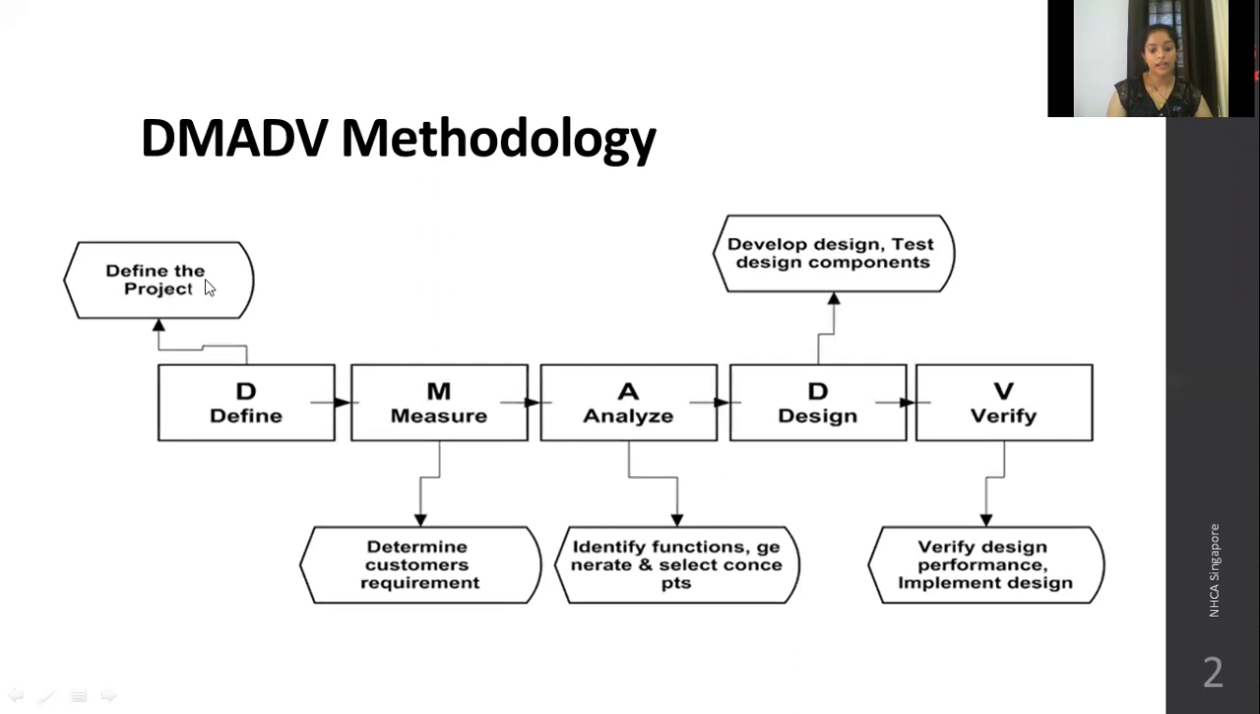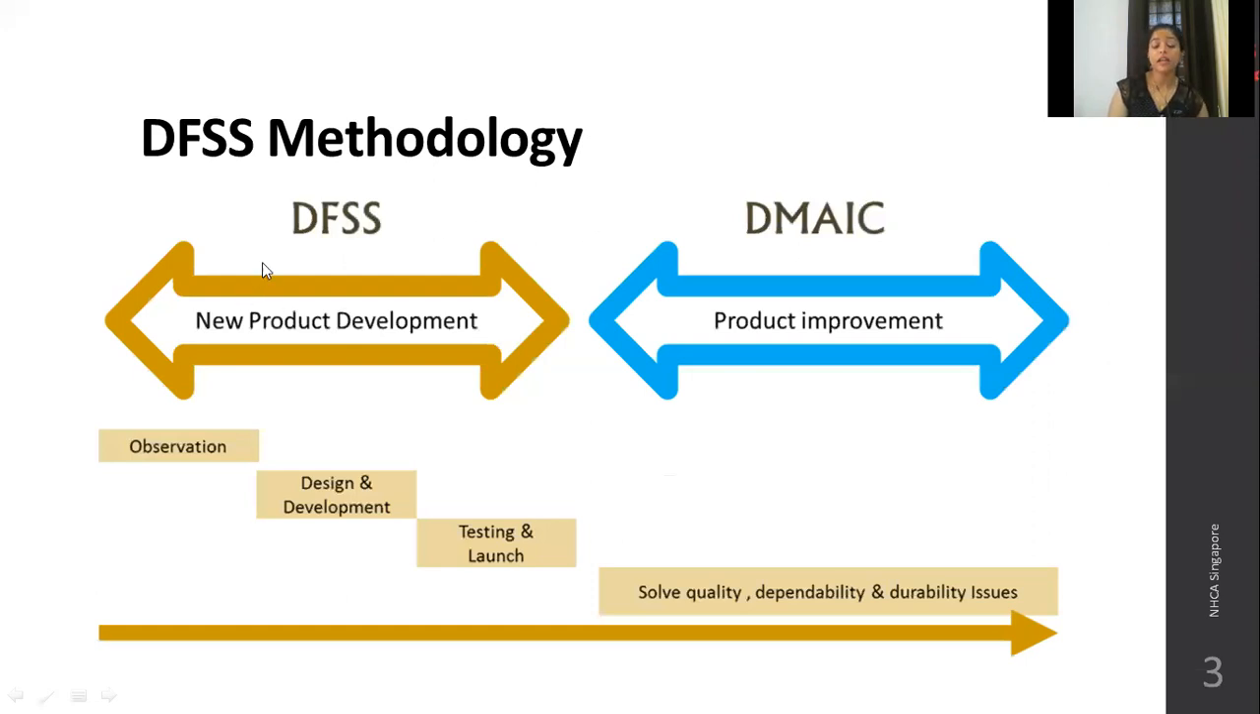So in define the project, measure, determine the customer's requirement, etc. Analyze, identify the functions, generate and select the concepts, etc. In design phase, develop a new design, test the design components, and verify the design performance, do the quality checks, and implement the design. So that is the DMADV methodology in Six Sigma. Then we have DFSS and DMAIC.